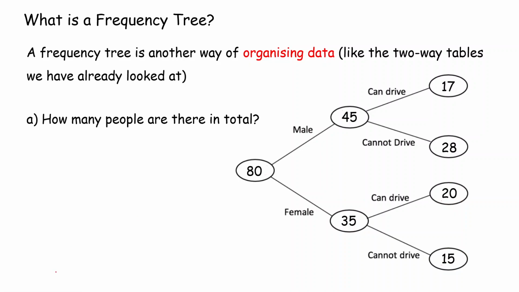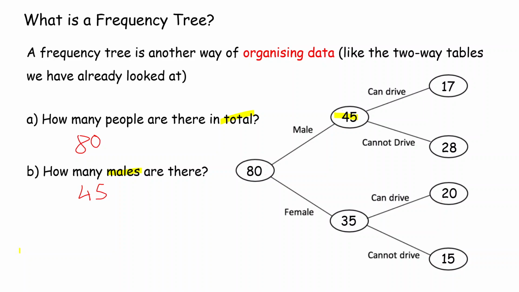For example, it might say part A, how many people are there in total? The start of it is always the total, and there's 80 people in total, so that would simply be 80. Question B is saying how many males are there? Well, you can see from your diagram, males is here. There's 45 males in total, so part B is simply going to be 45.